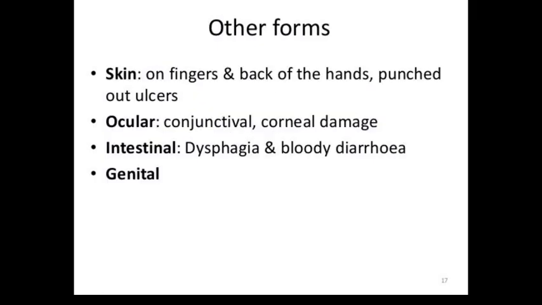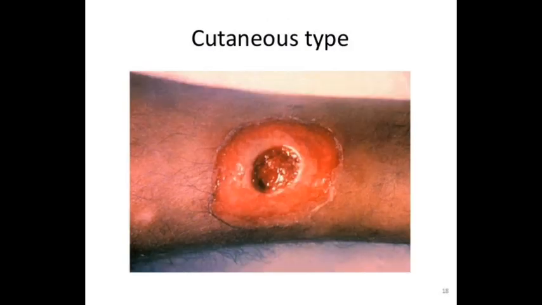Other forms: skin on fingers and back of the hands, punched out ulcers; ocular, conjunctival and corneal damage; intestinal, dysphagia and bloody diarrhea. And the last one is genital. This image shows the cutaneous type of it.